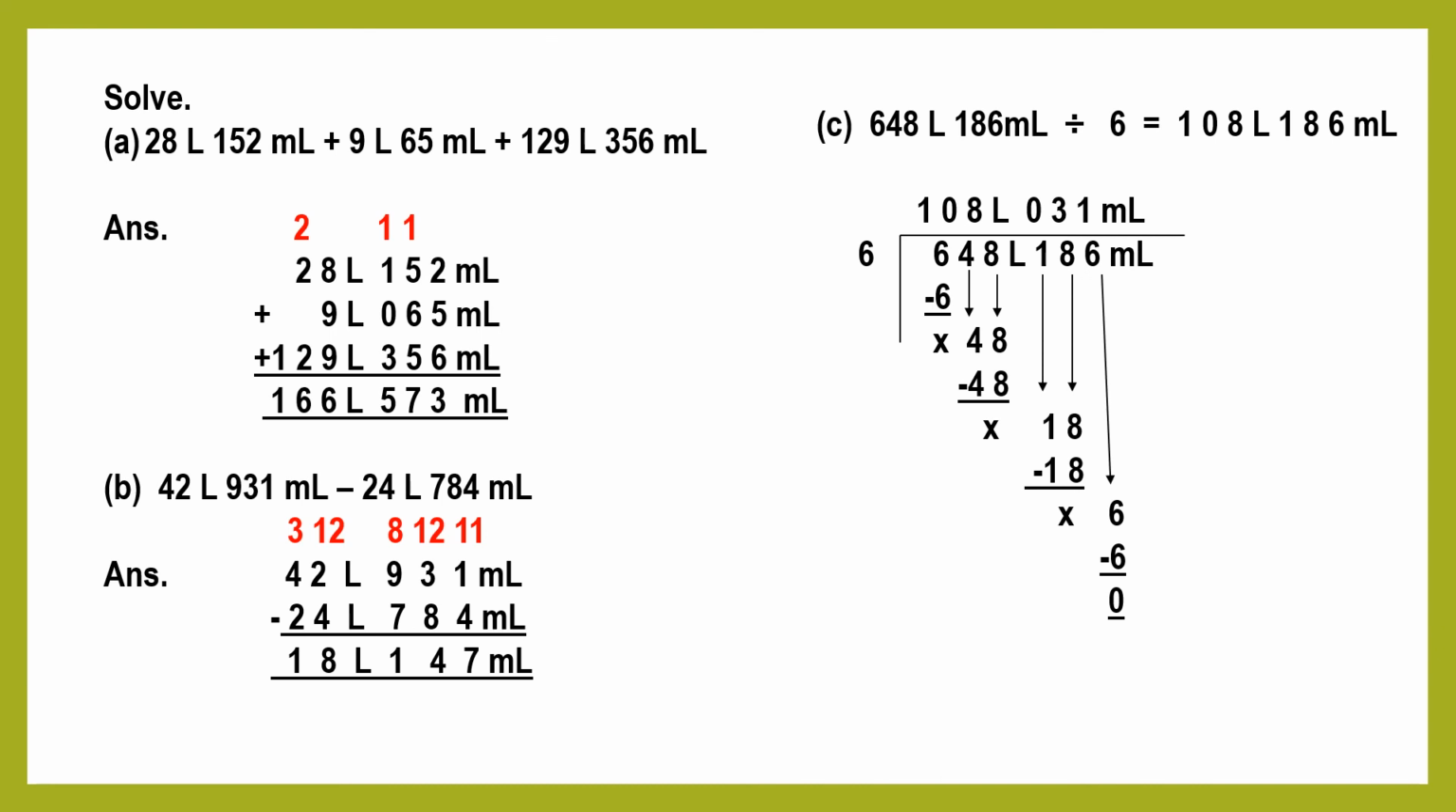It will become 18. Now 18 comes in the table of 6 3 times. Now you write 3 on the quotient, and then 18 below. 18 minus 18 is 0. Then next number is 6. Now 6 ones are 6. So your remainder is 0, and then milliliter is written. So write milliliter on the quotient. So answer is 108 liter 31 milliliter.